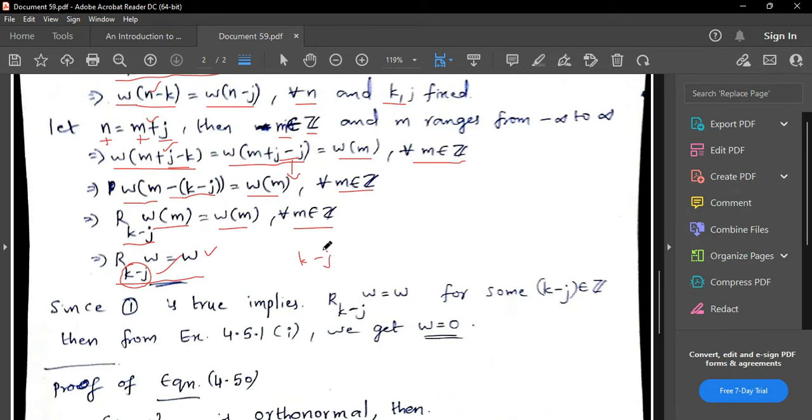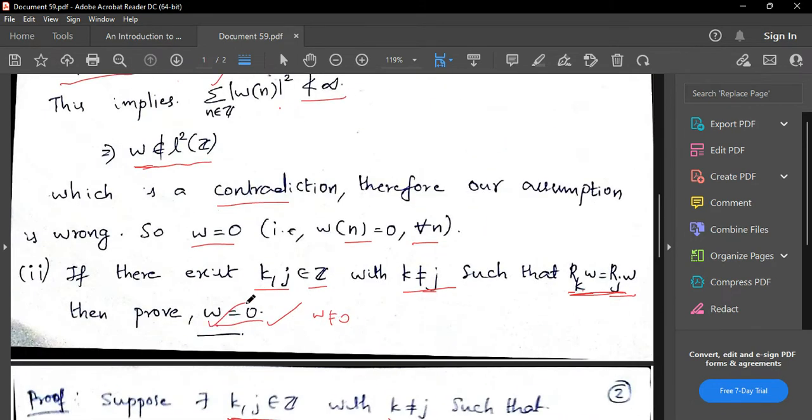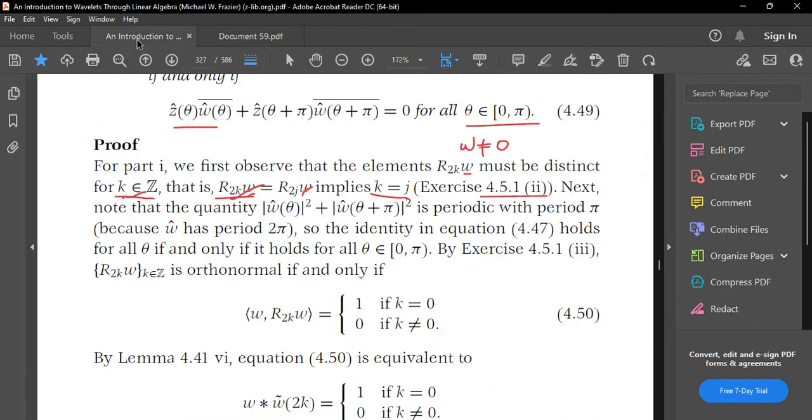So if there exists an integer such that r_{k-j} w is equal to w, we have proved in the first case one result, that w is equal to 0. So in this case also we have proved this result, w is equal to 0. So what is the implication of this result? If we take distinct indices, the even number translates of distinct elements will be distinct. Distinct indices will give distinct translates. That is the core of this result.